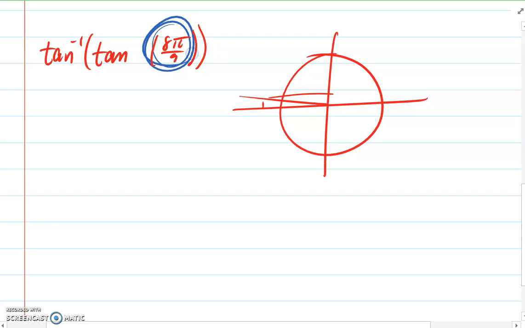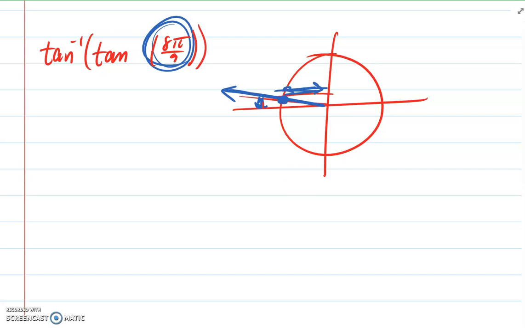8 pi over 9 is just a little bit shy of 1 pi radian. So the position for that angle is right around here. It's pretty close to perfectly horizontal on the opposite side of the unit circle. Now, if I were able to identify the x and the y coordinate at this position, I could divide those two and find the result for tangent at 8 pi over 9. And then I can use that number inside of tangent inverse computation.